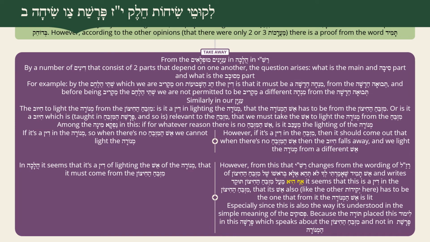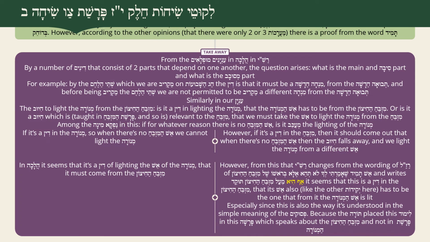However, from this that Rashi changes from the wording of Razal, where they say Eish Tamid Shamarti L'cha Lo Tehei Ela B'Reisha Shel Mizbeach HaChitzon, where it seems that it's talking about the Eish HaMenorah having to come from the Eish HaMizbeach, and instead Rashi writes Af Hi Me'al Mizbeach HaChitzon Tukad, that it too should be lit from the Mizbeach HaChitzon. So according to this, it seems that this is a din in the Mizbeach HaChitzon, that its Eish also, like the other fires over here, has to be the one from which the Eish HaMenorah is lit.